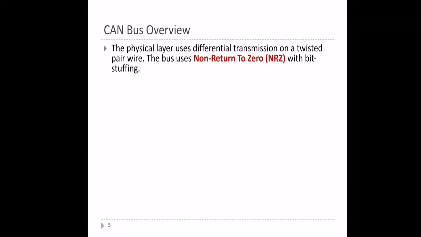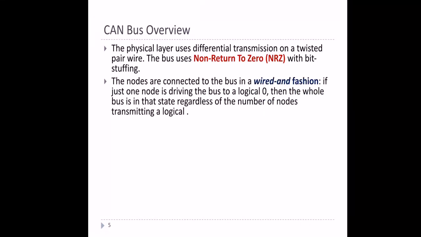So, CAN bus overview. The physical layer uses differential transmission on a twisted pair wire. You can just imagine how the twisted pair wire will be. The bus uses NRZ, that is non-return to zero, with bit stuffing. The nodes are interconnected to the CAN bus in a wired-AND fashion, that is, if one node is driving the bus to logical zero, then the whole bus is in that state regardless of the number of nodes transmitting a logical one.